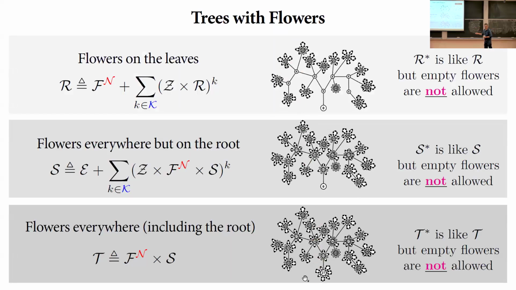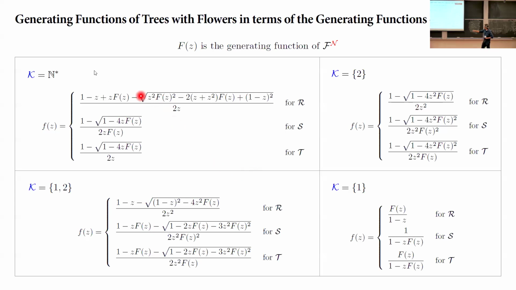We will consider 3 classes of trees with flowers. The first one has flowers only at the leaves. The second one has flowers everywhere but on the root. And the third one has flowers everywhere. So here are the specifications. It's pretty easy. And you can solve these functional equations that you obtain from translating this into generating functions for when the parameters N and K are nice. For example, if you have no restrictions, we have these 3 forms of generating functions in terms of the generating functions of sets of allowed flowers, and for the 4 cases that I mentioned: paths, 2 trees, binary trees, and all the trees.